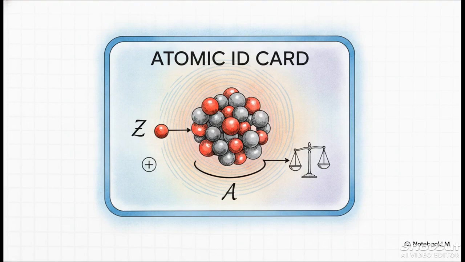And those nucleons give us our primary ID cards for the atom. The atomic number, which is represented by the letter Z, is simply your proton count. It literally dictates what element you're looking at. Then you have the mass number, represented by A, which is the combined heavy weight of all those nucleons. The protons plus the neutrons. And since electrons weigh basically nothing, that mass number is essentially the entire weight of the atom.